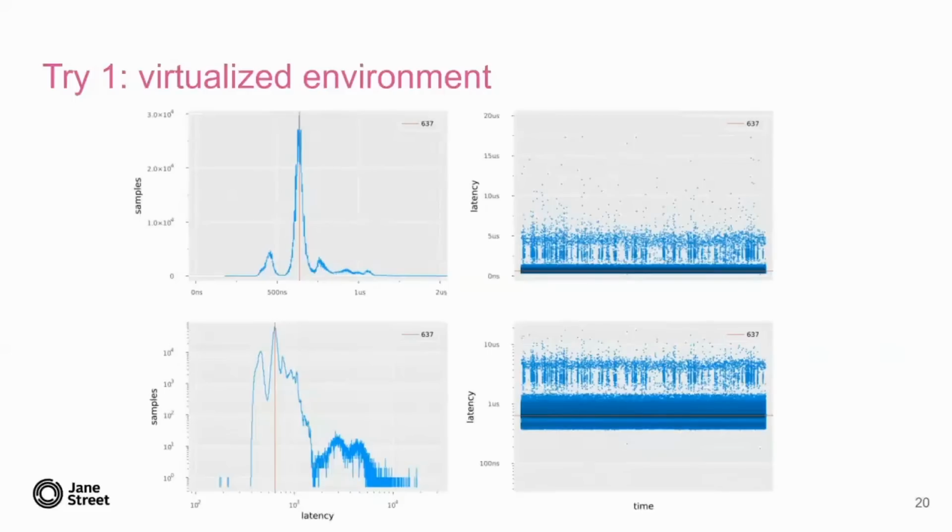Finally, there is a thin orange line cutting through all of these plots. That is the median latency in the system. It is also drawn in the legend. So in this case, the median latency was 637 nanoseconds. That's kind of a lot for not that much going on. So what's going on here?